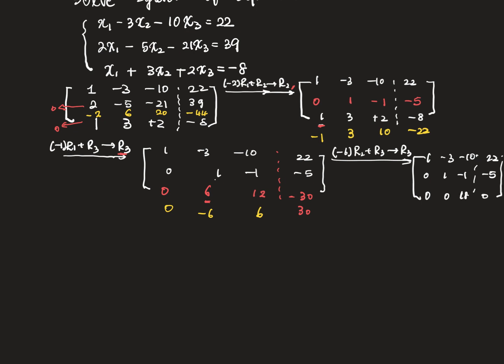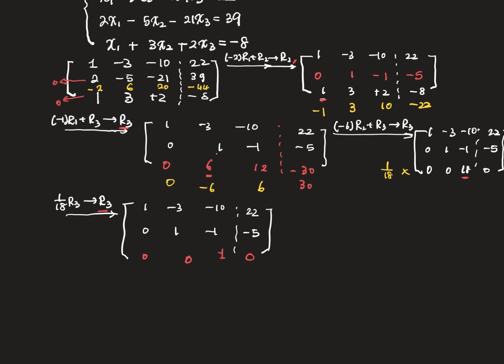Next step: we want to change this entry to 1. How can we do that? 1/18 R3 goes to R3, a scaling. We change the third row, 0, 0, by multiplying by 1/18, so this becomes 1 and 0. Everything else is the same: 1, -3, -10, 22; 0, 1, -1, -5.